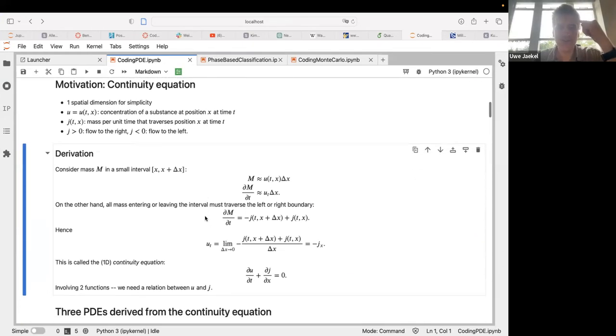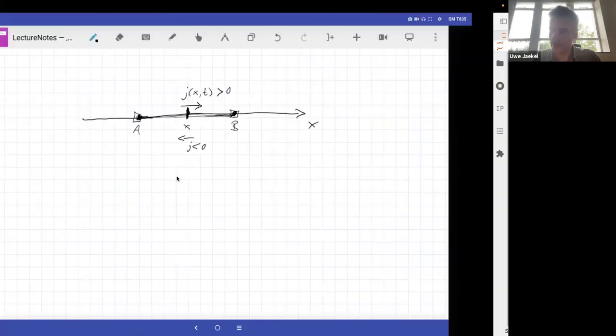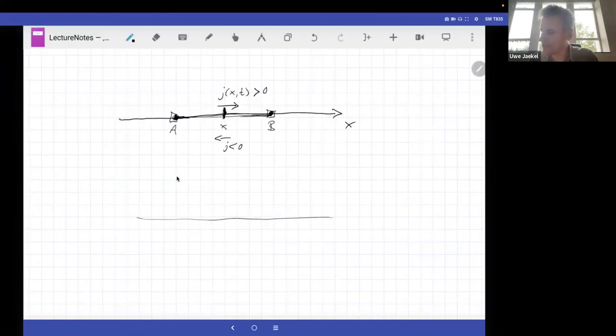So now let's consider the mass that we have in a small interval x and x plus delta x. Delta x will show up several times. That is just a small space interval, or a small number. So now the situation is, we look into this. Here we have x, and here we have another position, x plus delta x. So the width is delta x.